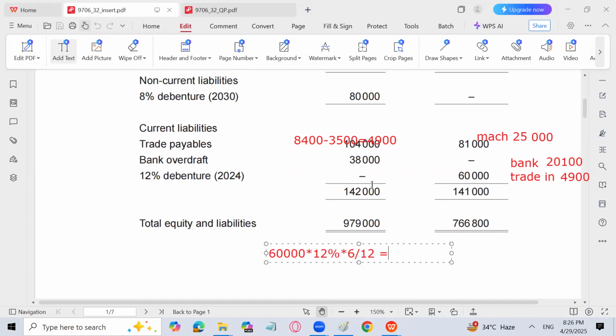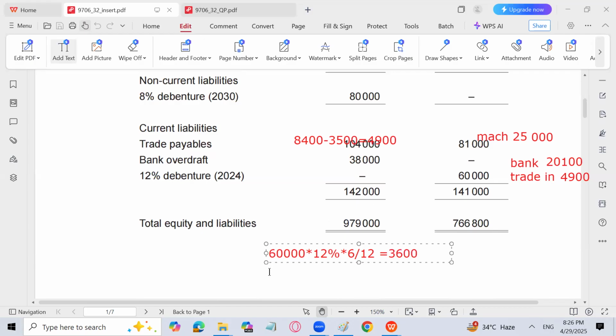After 30th June, these 60,000 debentures are not with you. You have paid back the loan of those people to whom the debentures had been issued. So you will pay interest for 6 months. 60,000 into 6/12, so that is going to be 3,600.